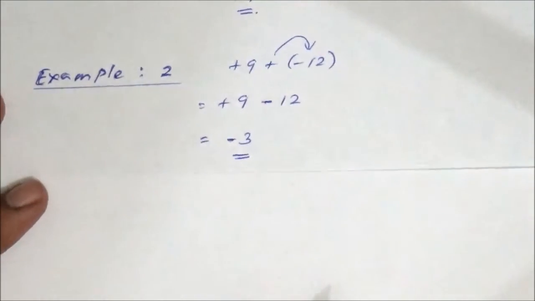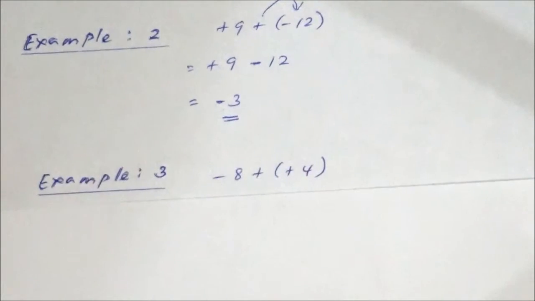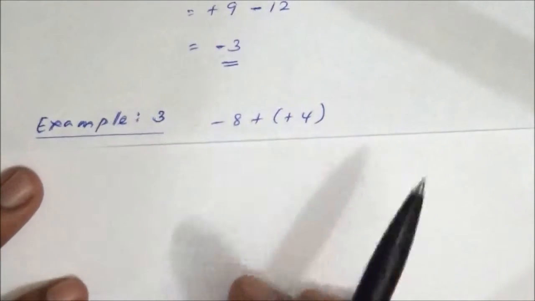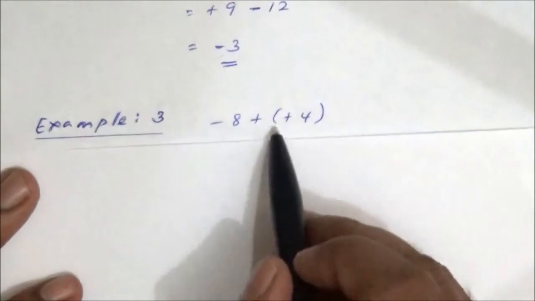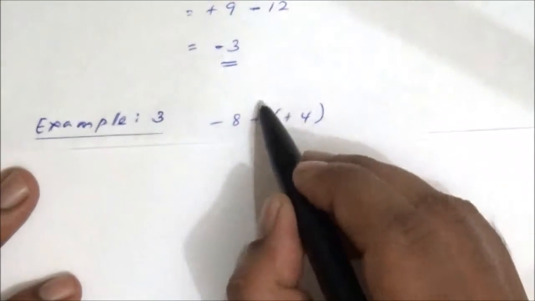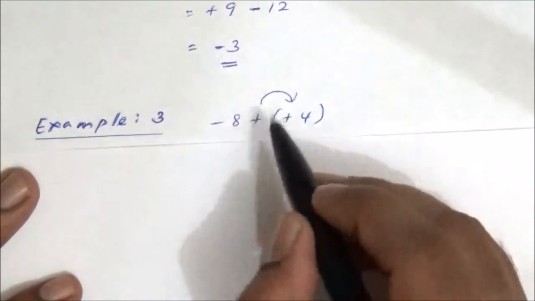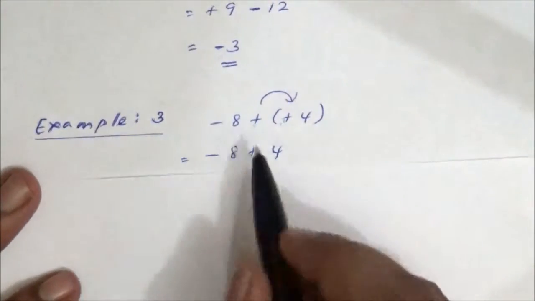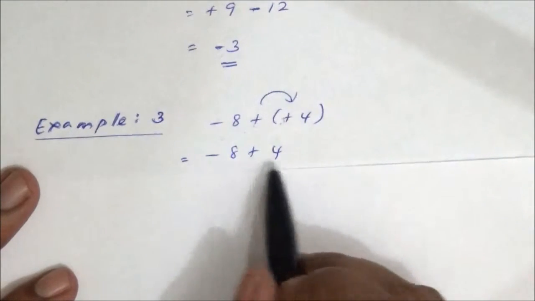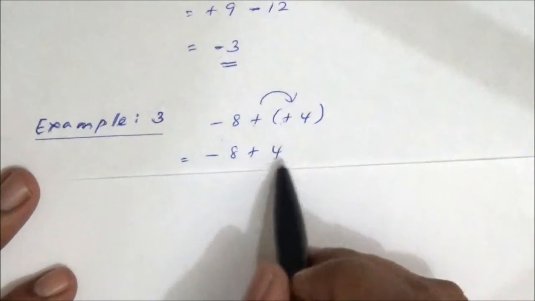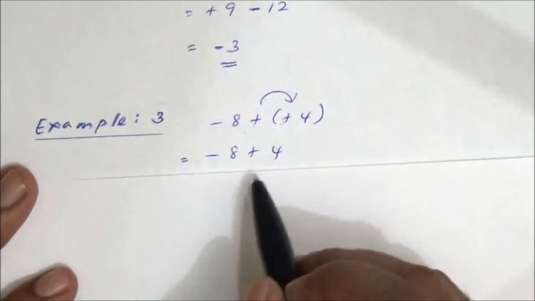Right. We'll go to the next example. Example three: minus 8 plus with plus 4. So I have to multiply here. You know the same sign gives plus, so plus 4. And then minus 8 and plus 4. You can't add because one is negative, one is positive. You have to find the difference.